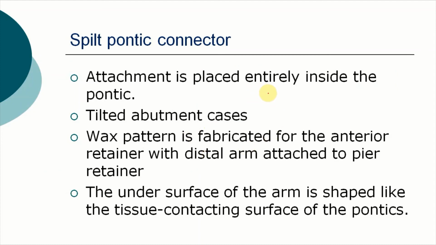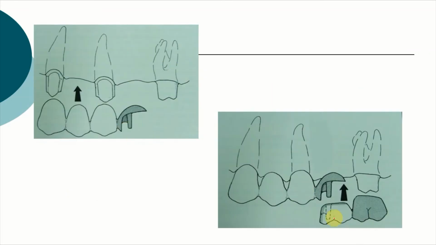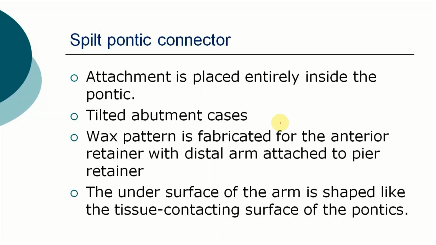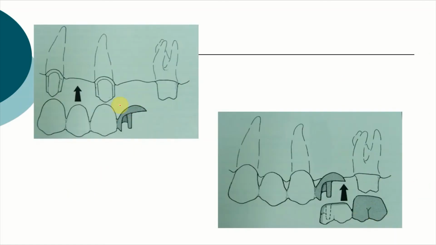Now coming to the split pontic connector, in this the attachment is placed entirely inside the pontic. The non-rigid connector is entirely inside the pontic, and that is why it is called a split pontic connector. It is usually used in tilted abutment cases or abutments with disparate axes. First of all, the wax pattern for the anterior retainer with the distal arm attached to it is fabricated, and the under surface of the arm is shaped like the tissue surface of the pontic. Later on, the pontic with the keyway is fabricated and cemented onto it.